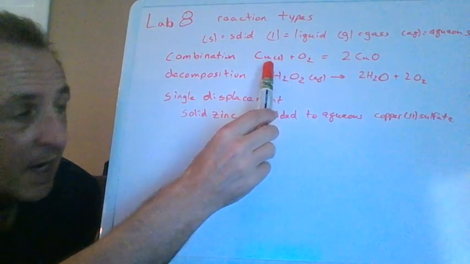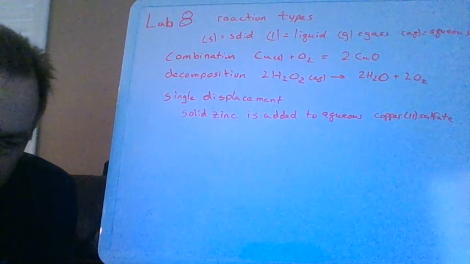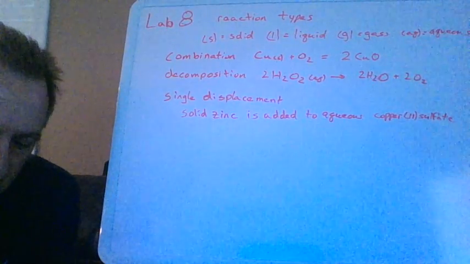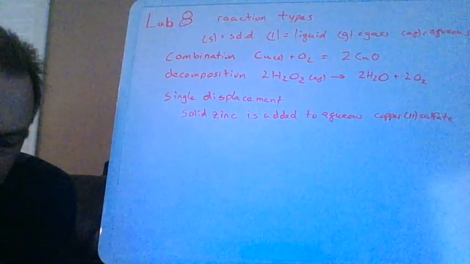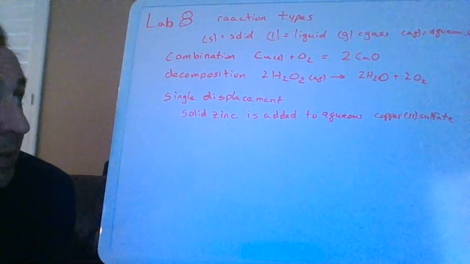So here we have copper. Remember, I showed you a video of someone taking a copper piece of foil and heating it up in the Bunsen burner. And in that reaction, copper was being combined with oxygen in the air to make a copper oxide, or copper 2 oxide, on the surface. So that would be a combination.